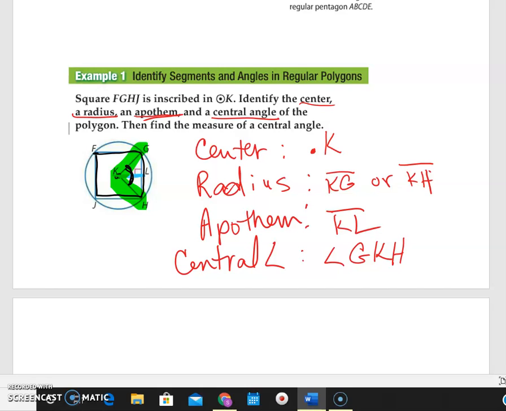If I drew in all of my radii, I would also draw in KF and KJ. So I have 4 central angles that I can draw with the center and the radius. So I'm going to take the measure of that central angle, which is GKH, which is 360 divided by 4, which is 90 degrees. So that's my central angle, and there are the names of all of the parts.